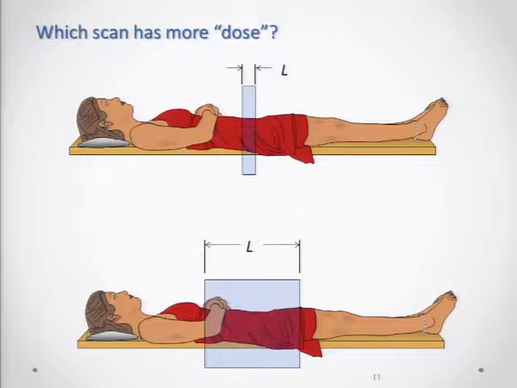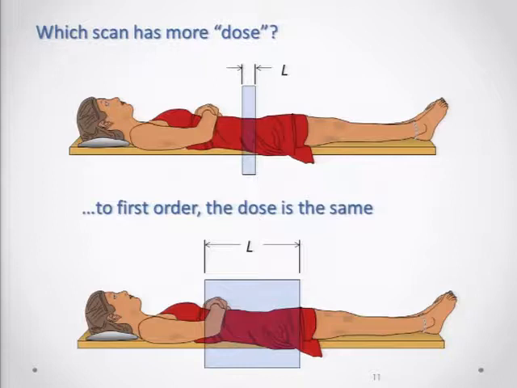And so in this paradigm, which scan has more dose? To a first approximation, if we're just talking about the primary radiation dose, they're the same, because dose is a quantity that's normalized by the tissue mass. The longer scan puts more energy in per unit length, but you're also dividing it by equal amounts of increase in mass.